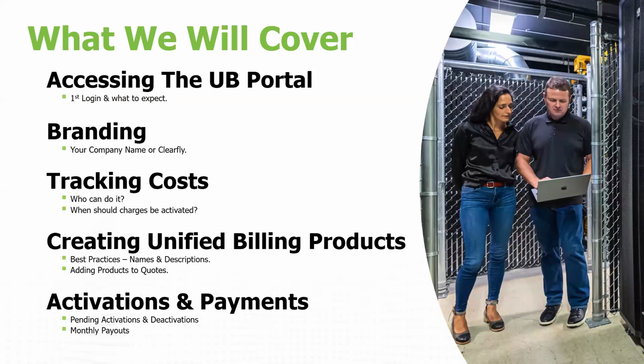Today, what we're going to cover is accessing the UB portal, what your first login is, what to expect. Then we'll go into branding, the company's name, or whether it's going to be Clearfly's, tracking the cost, who can do it, when should charges be activated, creating unified billing products, the best practices, names and descriptions for said products, and of course, adding products to the quotes themselves. And finally, activations and payments: we'll go into what pending activations and deactivations are and where they're located, and of course, monthly payouts associated with your payout account.